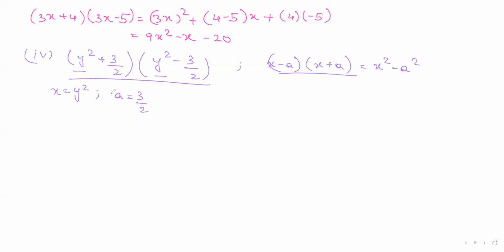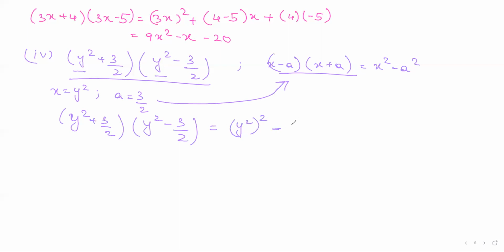Placing this in your equation, you will get y square plus 3 upon 2 into y square minus 3 upon 2. Replacing this value over here will be equal to x square, that means y square's square, minus a square, a is 3/2 whole square. This is equal to y to the power 4, because according to laws of indices, your powers get multiplied, minus 3 upon 2 whole square, which is 9 upon 4. So that's your final multiplicative value.